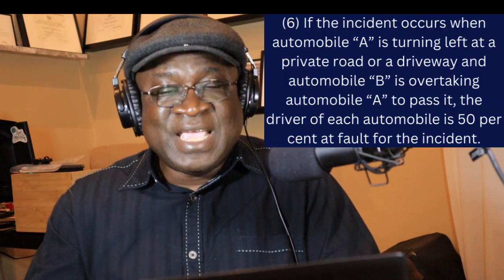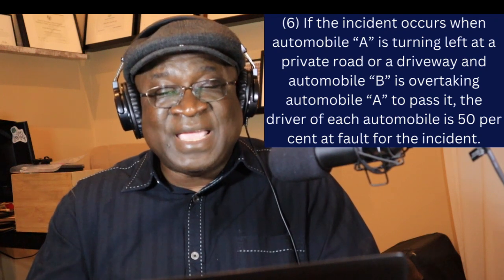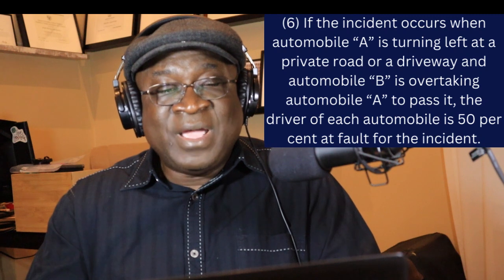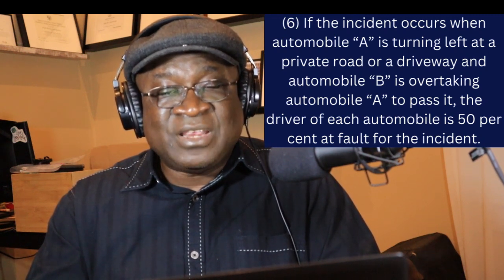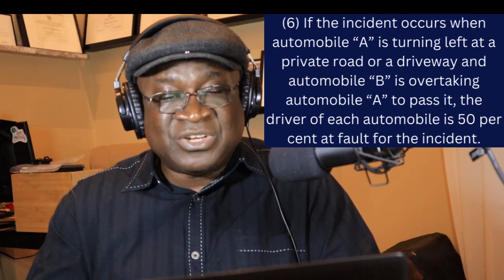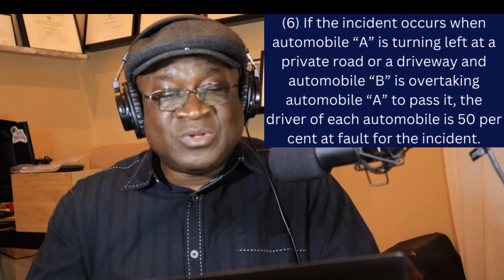Subsection 6 says, if the incident occurs when automobile A is turning left at a private road or a driveway, and automobile B is overtaking automobile A to pass it, the driver of each automobile is 50% at fault for the incident. So this is a rule that pertains to a private driveway. So if you're going home, and while you're making a left turn, another car is trying to overtake and comes in contact with you, that will be assessed at 50% apportionment of fault, because in this case, you're expected to make your left turn in safety, and the other guy is not expected to be overtaken.